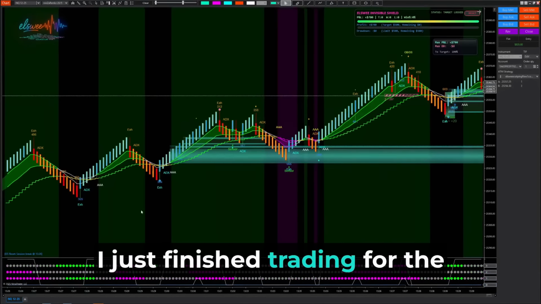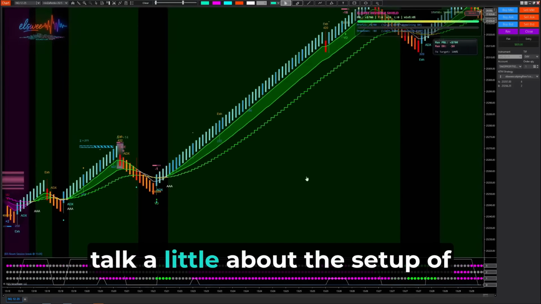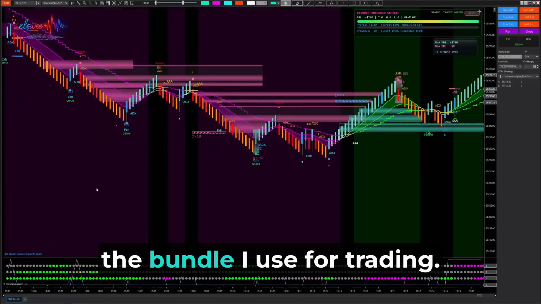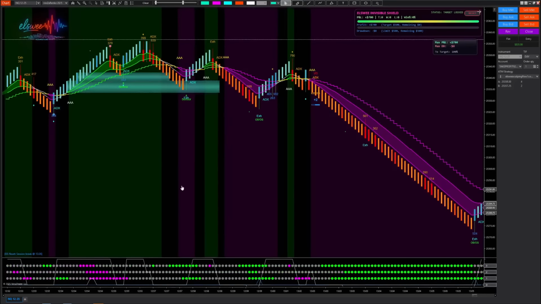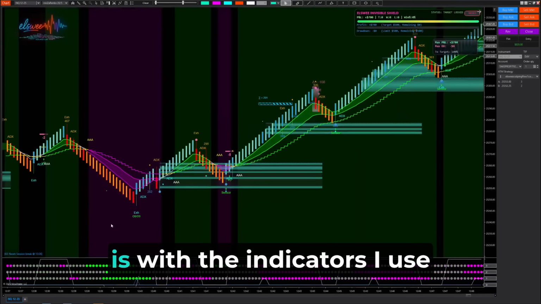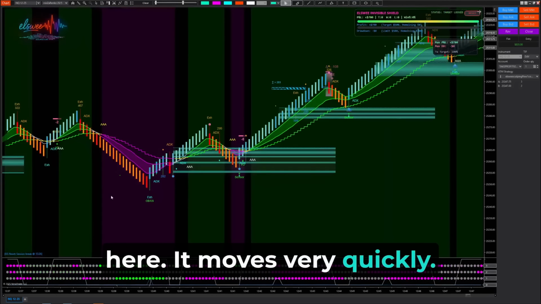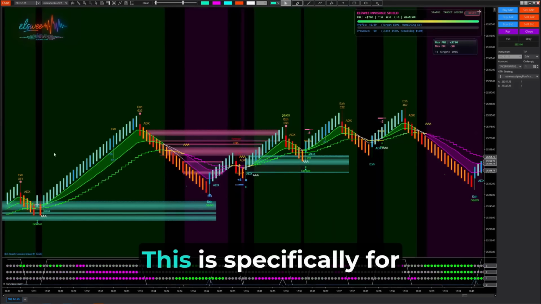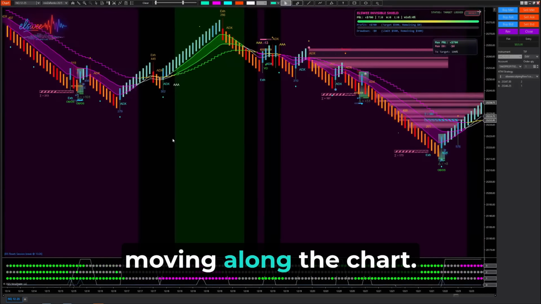Okay, I just finished trading for the day, and what I want to do is talk a little about the setup of the bundle I use for trading. The purpose is to show how repetitive the logical sequence is with the indicators I use here. It moves very quickly. This is specifically for scalping, but I'm moving along the chart.